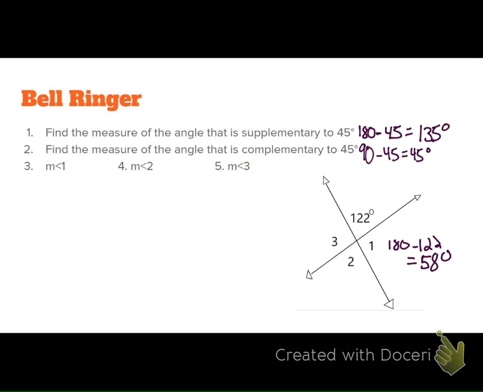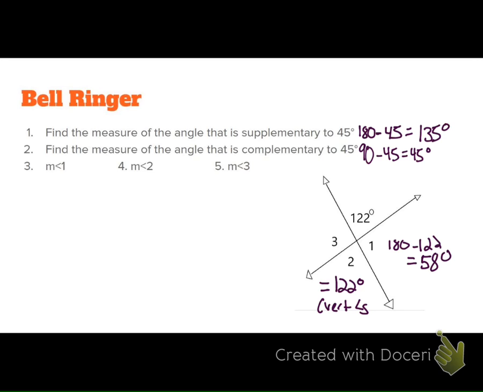Now, Dante, you ready? So here, what's the relationship between this angle and this angle? They're vertical. What do we know about vertical angles? You've got this. So what is this measure going to have to be? It's going to have to be 122 because we know that vertical angles are congruent. So 122 degrees, and we have vert angles.